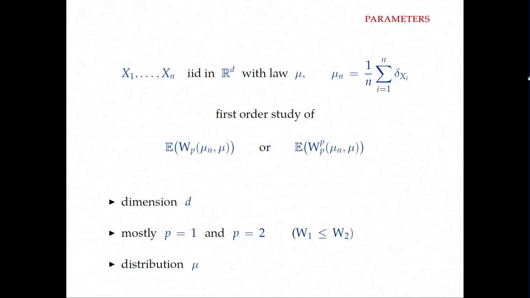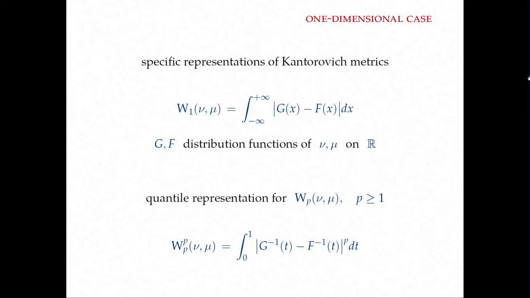So this is the discussion that we would like now to outline via those parameters. And as already mentioned, dimension turns out to be quite important. So let us start with a very simple case, namely the one-dimensional case, in which there are some very specific representations of the Kantorovich metrics.